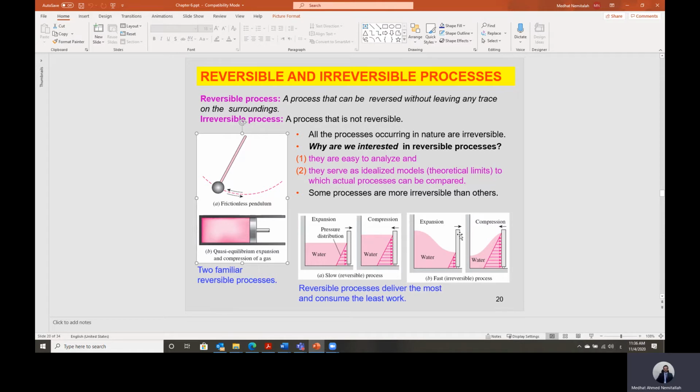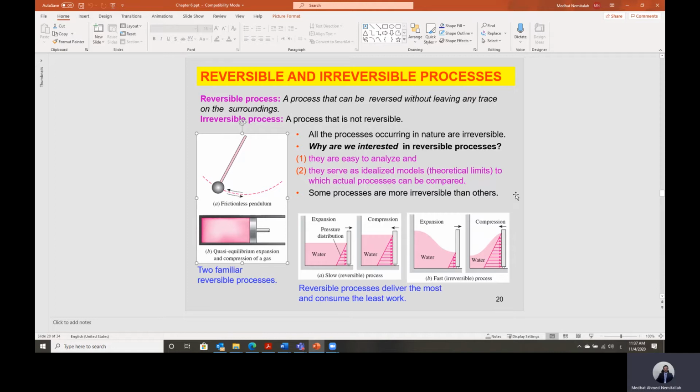But if we are moving this wall a little bit fast, then the surface of the water will be deflected. It will be curved, and in this case the process cannot be reversed without leaving a trace. Water will be moving, then we will have more friction, and the temperature of the water will be raised. The entropy also will be raised within the system, and we cannot reverse this process.